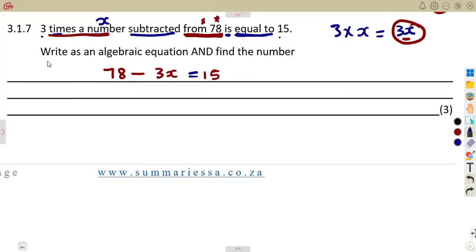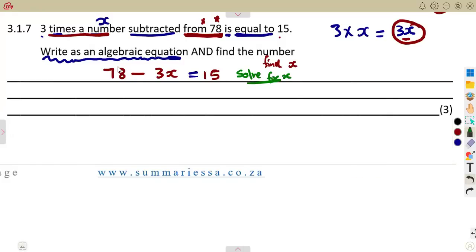So they were saying, write as an algebraic equation. Take note. And they're even writing in upper caps for you to understand that you're not ending there. You're supposed to also find the number. What is representing the number? Remember, the number is representing what? X. So they are simply saying, find X, solve for X, calculate the value of X. That is what they are saying, because the number is X. So it's an equation that we have formed. Therefore, solve for X.